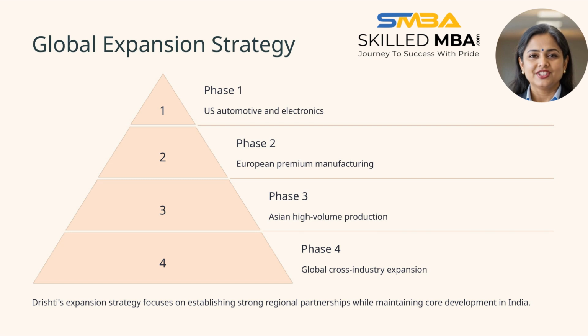Drishti's global expansion strategy unfolds in 4 phases. Starting with the United States automotive and electronics sectors, moving to European premium manufacturing, then targeting Asian high-volume production, and finally, a global cross-industry expansion. The strategy emphasizes strong regional partnerships with core development anchored in India.